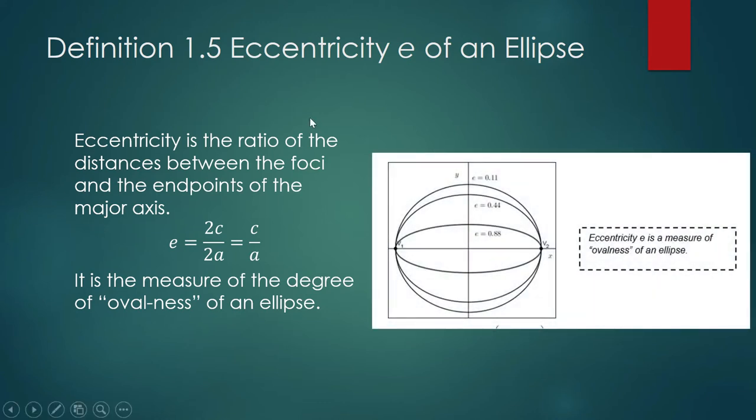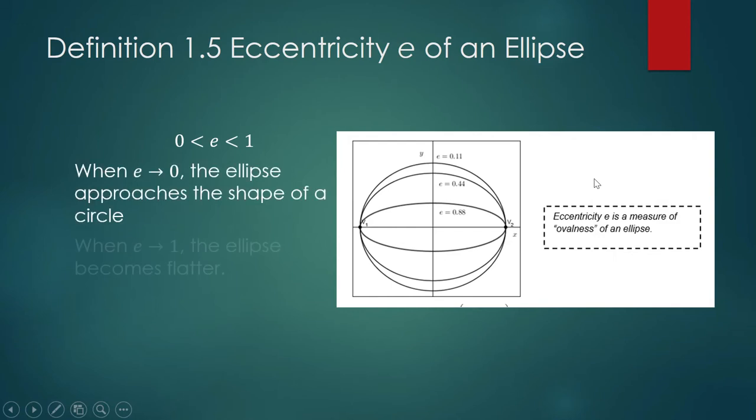Look at that: this is E equal to 0.11, this is E equal to 0.88. When it's 0.11, closer to 0, your ellipse looks somewhat close to a complete, perfect circle. But when your E is 0.88, closer to 1 compared to 0.11, your ellipse is flatter and far from being a circle.